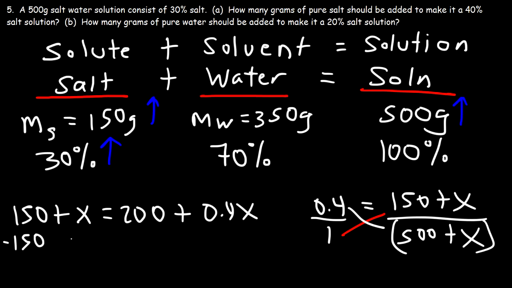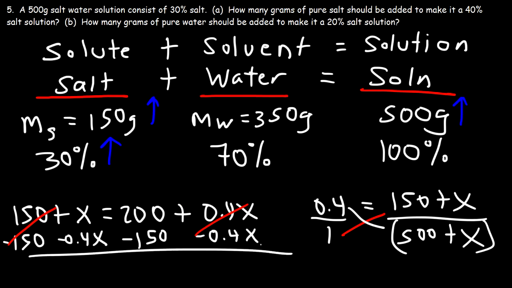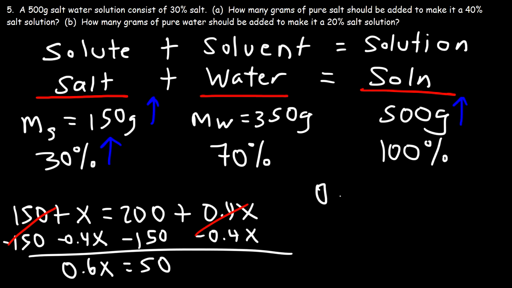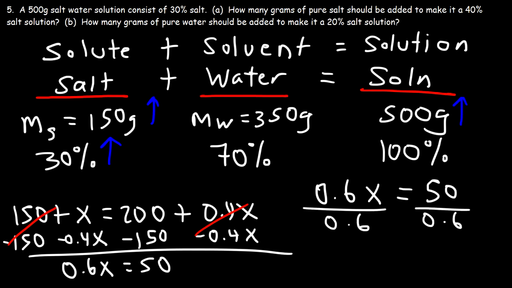Now let's subtract both sides by 150. And let's subtract both sides by 0.4x simultaneously. So these will cancel. And so what we have left over is x minus 0.4x, or you could say 1x minus 0.4x. And that's 0.6x. And then we have 200 minus 150, which is 50. Now, starting with that equation, the last thing we need to do is divide both sides by 0.6. And 50 divided by 0.6 is 83.3 repeating.